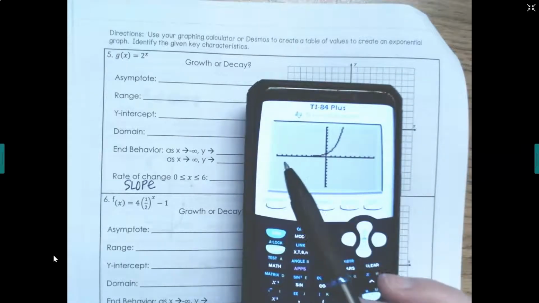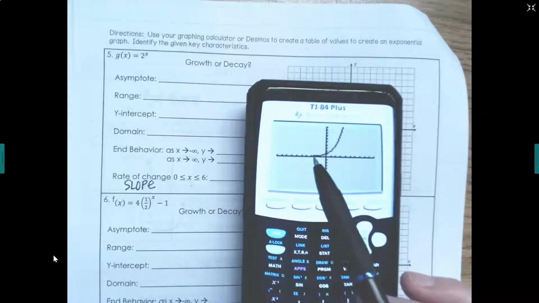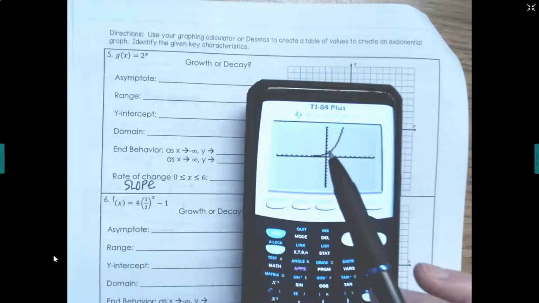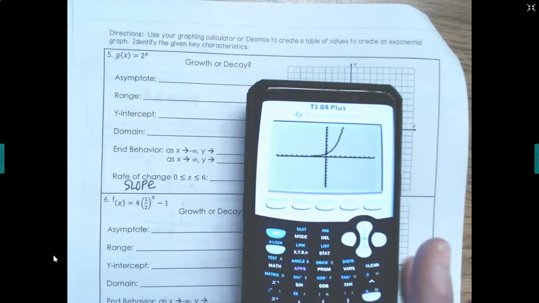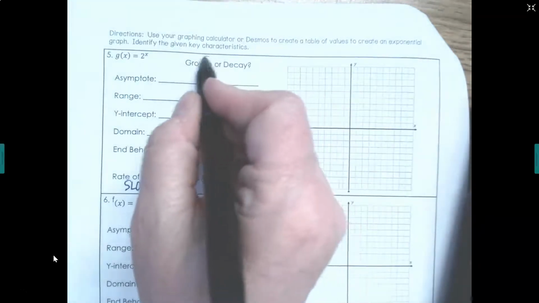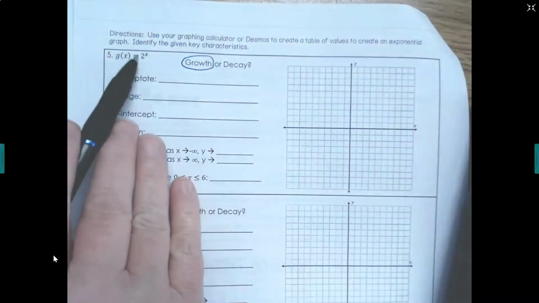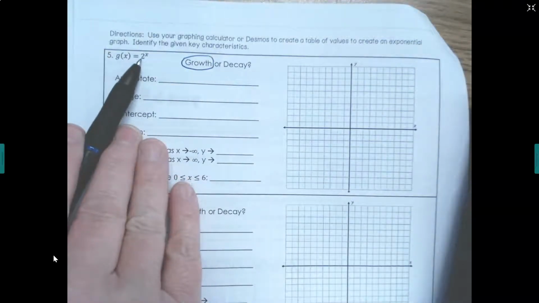Right, so that's our graph. Notice it's not going below the x-axis. It's riding kind of along it, and then it shoots up. It goes away from the asymptote. That makes it a growth. And if we look at the b value next to the exponent, b is greater than 1, so that's a growth. If this was a number between 0 and 1, it would have been a decay.